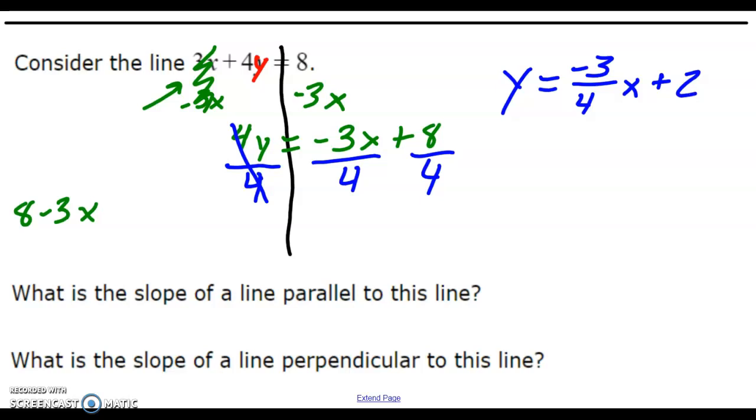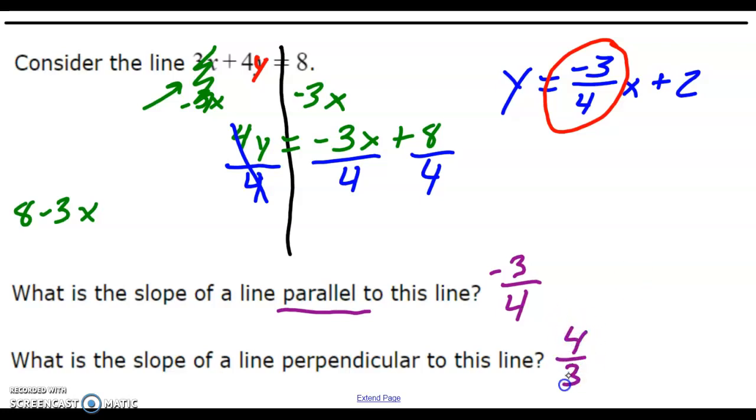Again, the slope is all that matters right now. The slope is sitting in front of that x. So the slope of a parallel line, remember, is exactly the same. So exactly negative 3/4, that exact same thing is your slope. Perpendicular slope goes from negative to positive, and you flip it from 3 over 4 to 4 over 3.